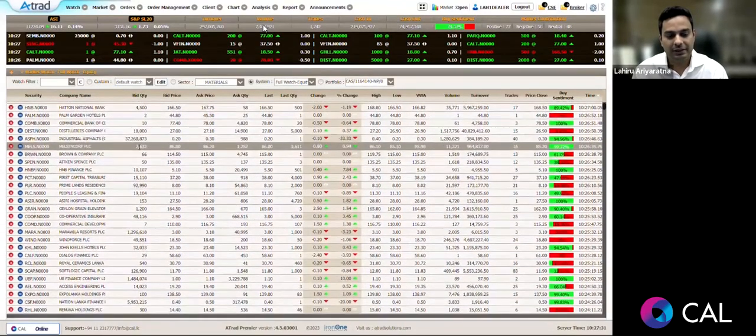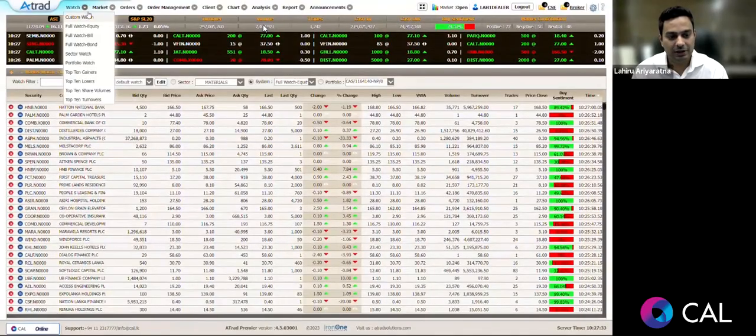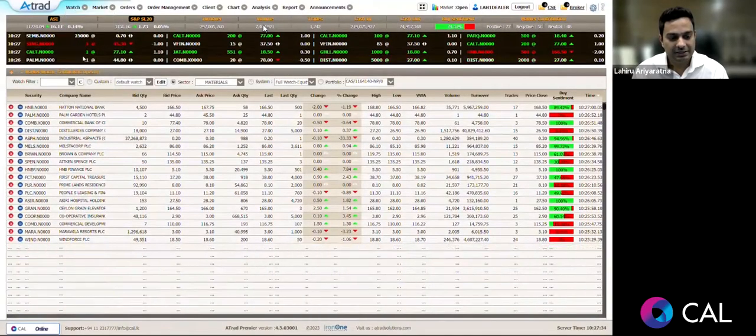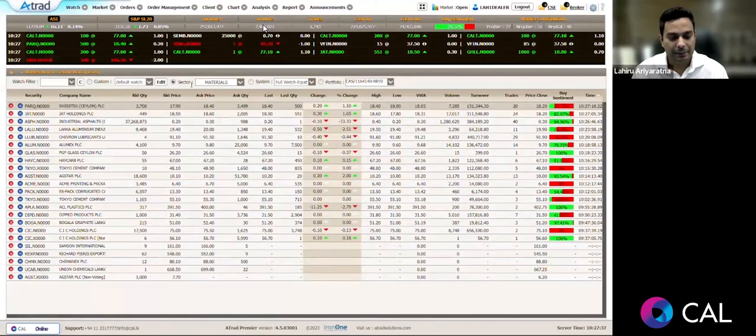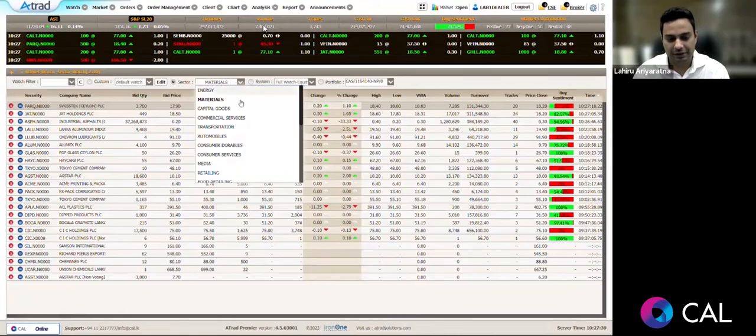So if you click on total market watch, that's how it looks like. And something interesting to see, there is a sector watch in the market. There are particular traders who would like to trade only on a particular sector. For instance, there are 20 sectors that are classified according to the GICS standard, which is Global Industry Classification Standard, in the Colombo Stock Exchange. All those 20 sectors are there on the Atrad.